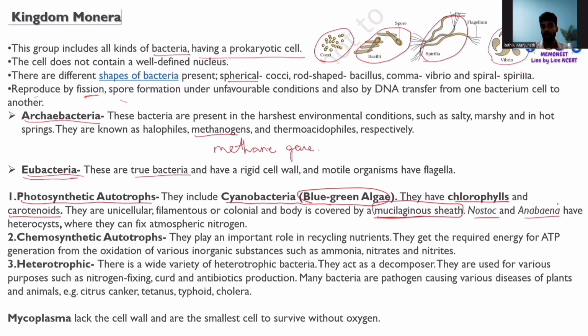Chemosynthetic autotrophs, as the name says, get their food by utilizing inorganic substances, and they play a very important role in the recycling of nutrients. They get the required energy from ATP, which is generated from the oxidation of various inorganic substances such as ammonia, nitrates, and nitrites. Then we have heterotrophs.